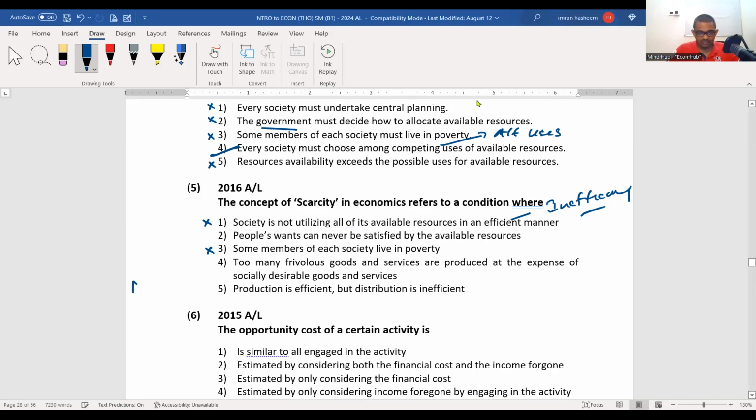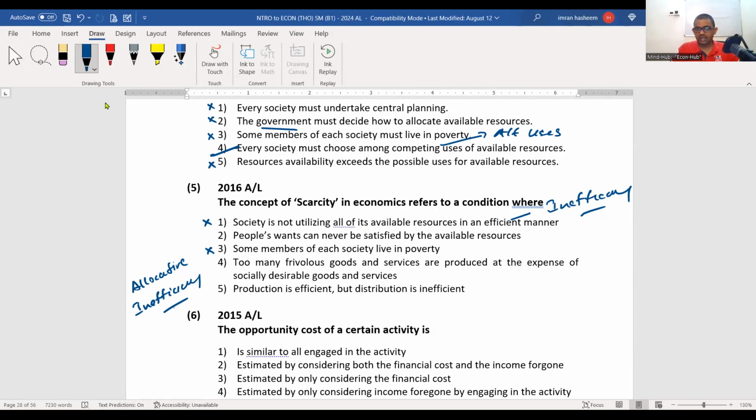I'll write that here. Allocative inefficiency. Okay. The concept is called allocative inefficiency. Remember, allocative inefficiency. Efficiency is not connected with scarcity directly. Okay. But because of scarcity, we need to be efficient. That's a different story. So that is allocative inefficiency.